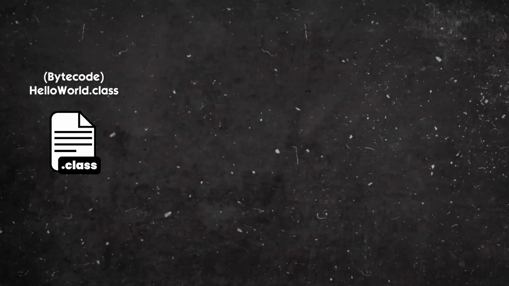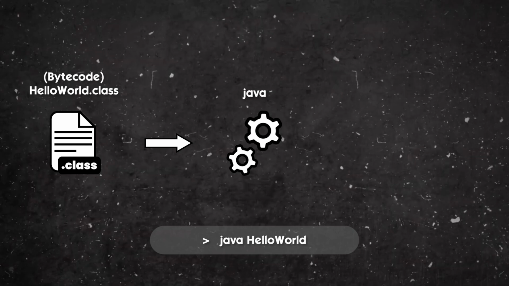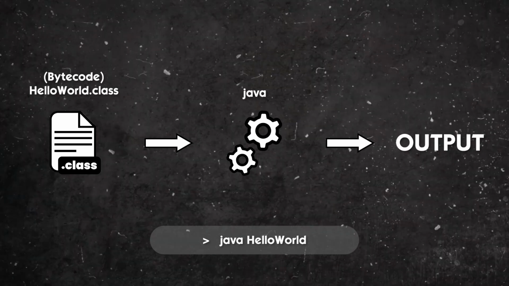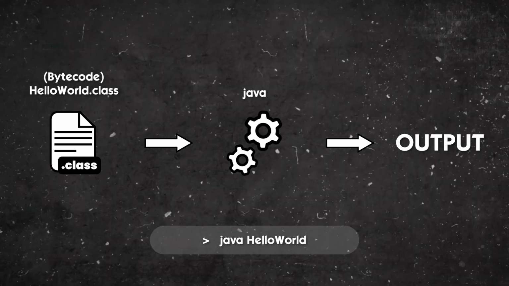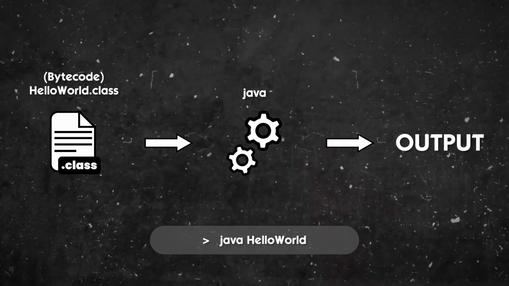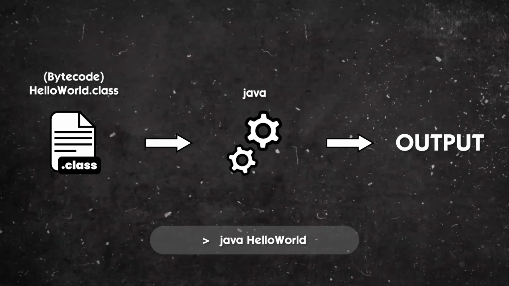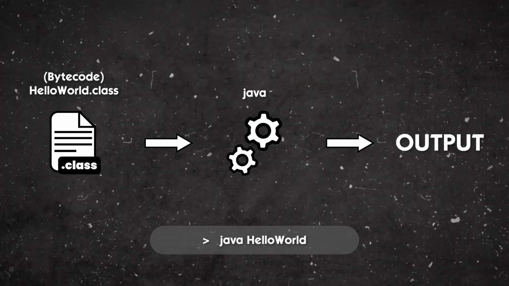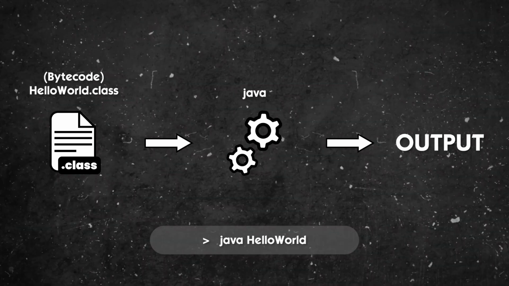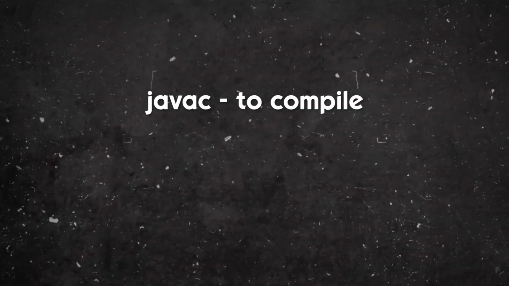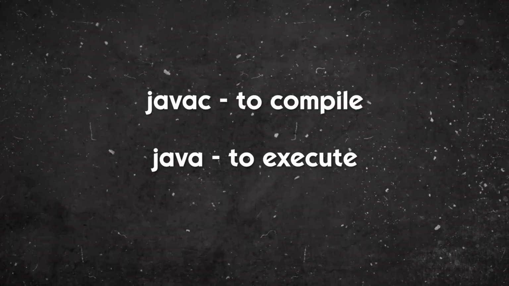Now for executing this class file, we have to use the java command followed by the file name, that is HelloWorld, and command line arguments if any. Don't worry about this, we'll see command line arguments in upcoming videos. The java command is the Java launcher or interpreter. It's used to run the compiled bytecode using JVM, which is a core component of the JRE. What you need to remember is that we use javac for compilation and java for execution.